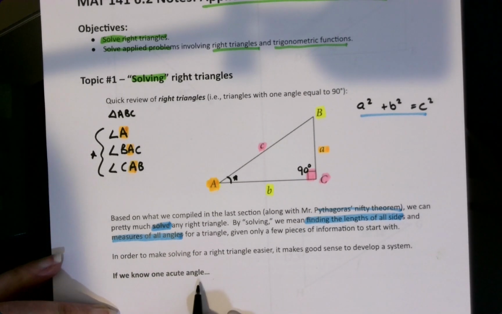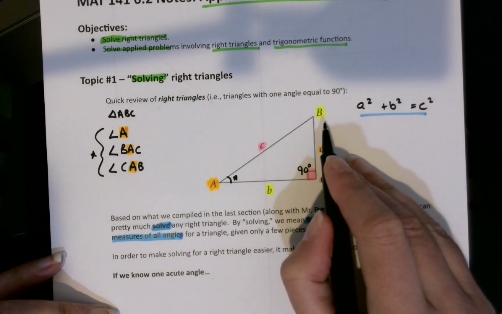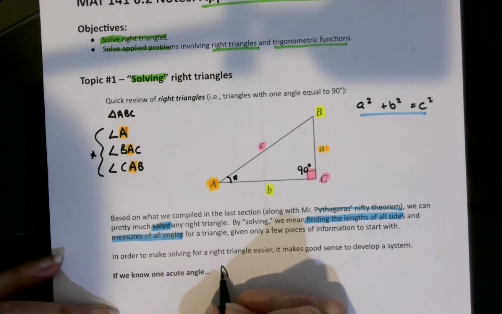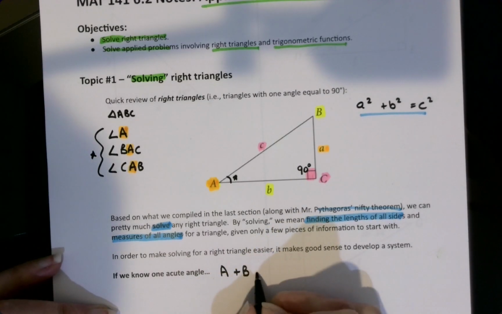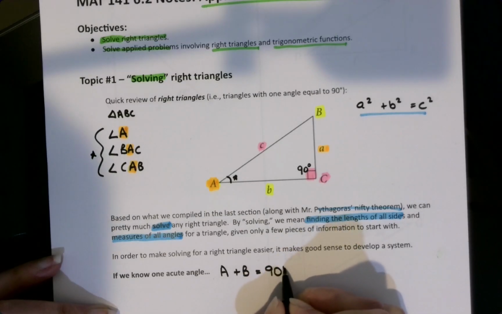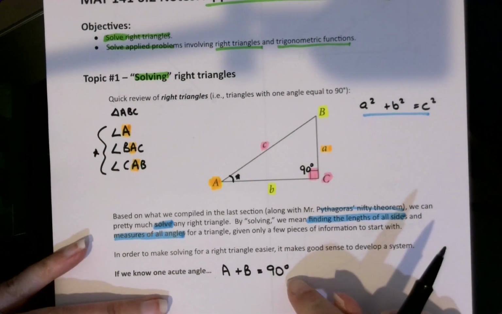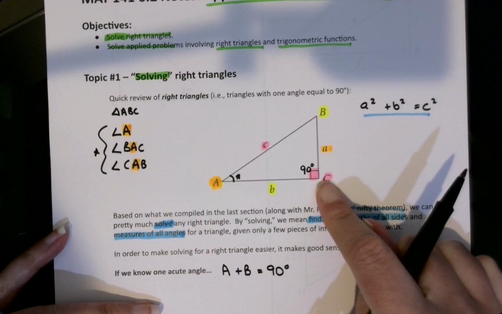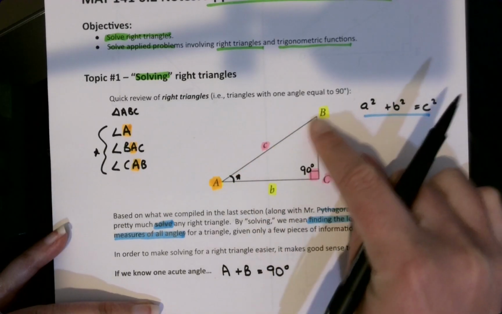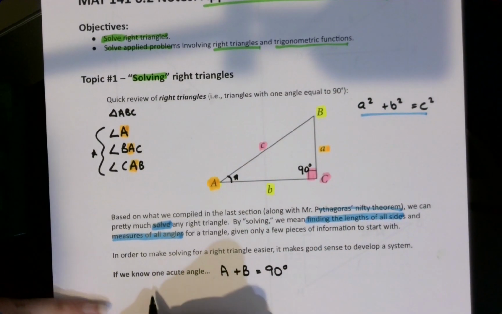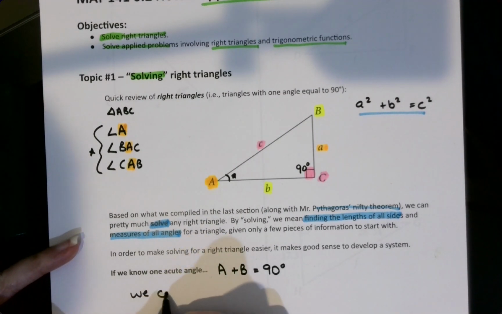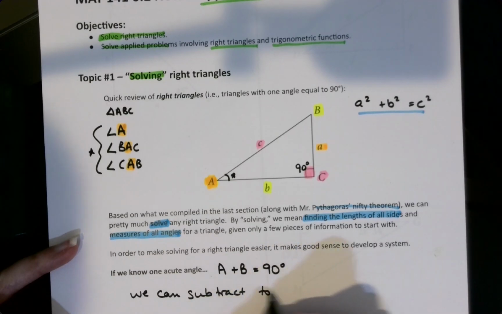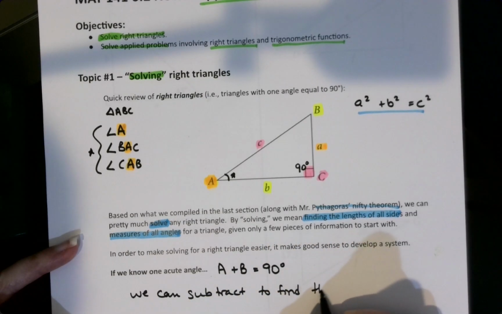If we know one acute angle, so either angle A or angle B, we can find the other because we know that angle A plus angle B is equal to 90 degrees. And that's because we know that there's 180 degrees in any triangle. 90 degrees is already taken up by measure C. And so there are 90 degrees left to span angle A and B. So we can subtract to find the other angle, and I mean the other acute angle.